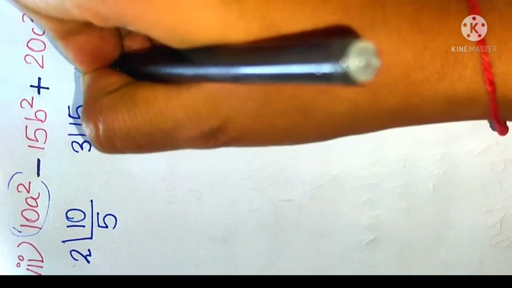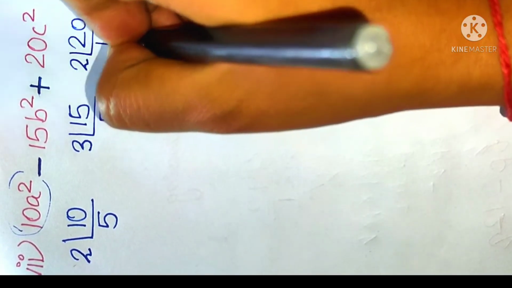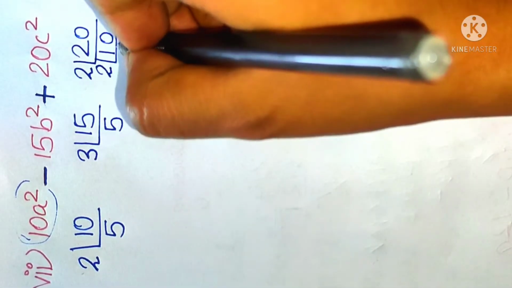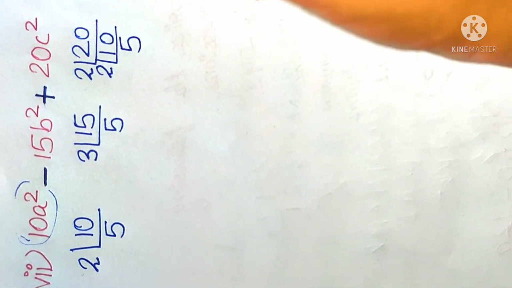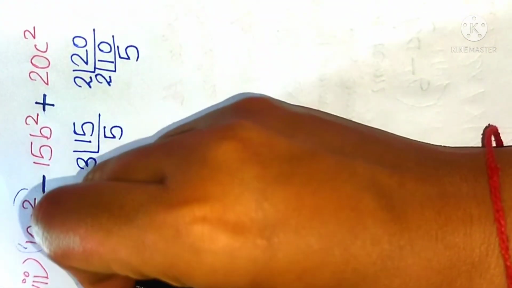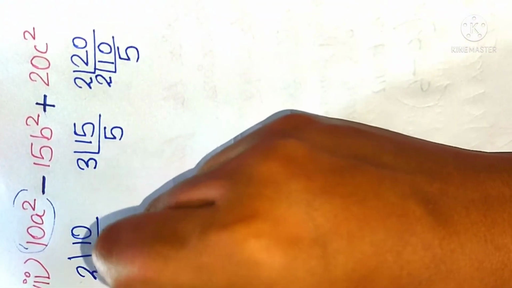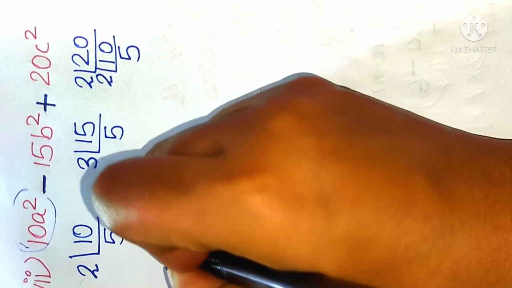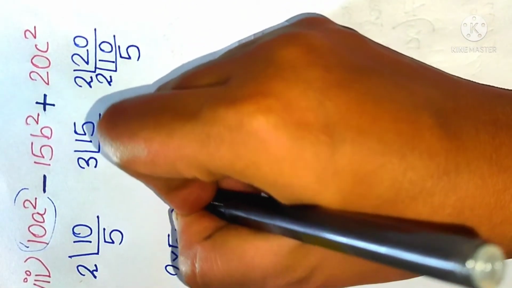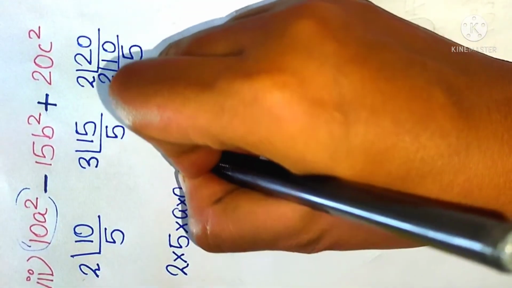Next we have 20. 20 is divisible by 2, so 2 10s are 20. Next we have 10, which is divisible by 2, so 2 5s are 10. Here 5 is the prime number, so stop here. So here we have 10a square. 10 can be written as 2 into 5. So in place of 10 we will write 2 into 5. We have a square here, that means a into a. Next we have separator minus, so write here minus.